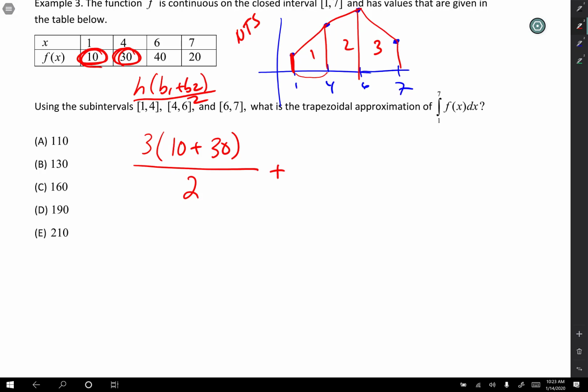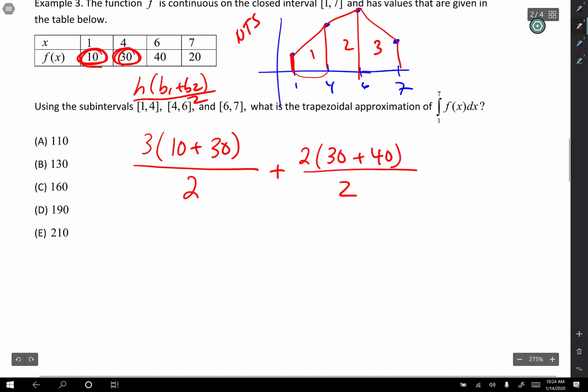All right, here we go. Trapezoid number 2. The height, so what's the difference between 4 and 6? 2, parenthesis, and then I need the base at 4. That one is a 30. Plus, oh okay, you're already giving me the answer. The one at 6 is 40. Are we okay, guys, or no? Divided by 2.